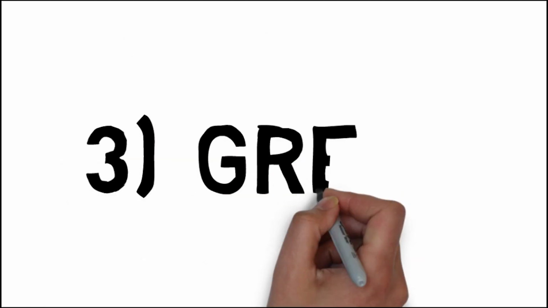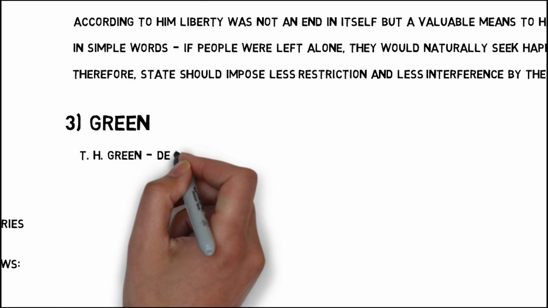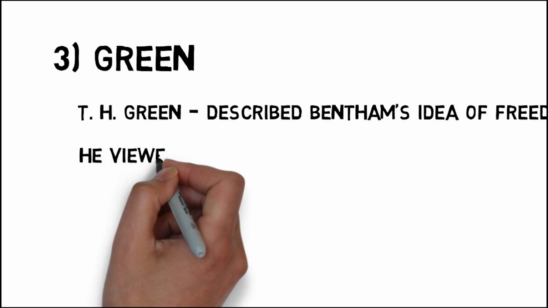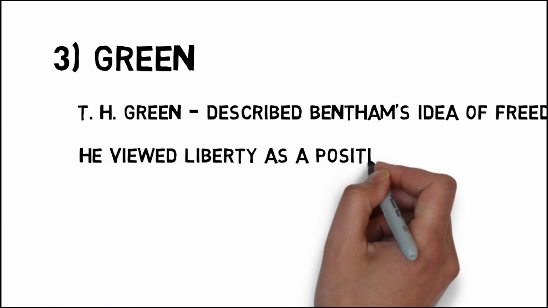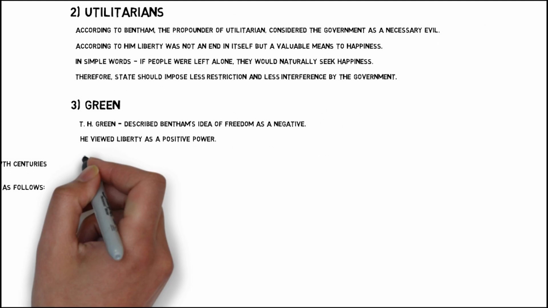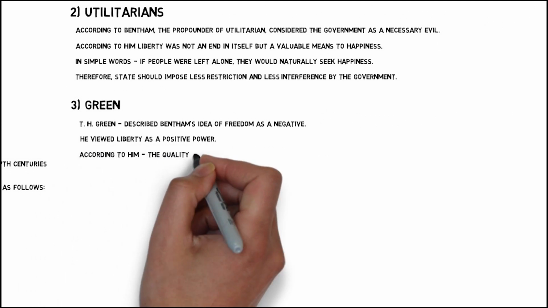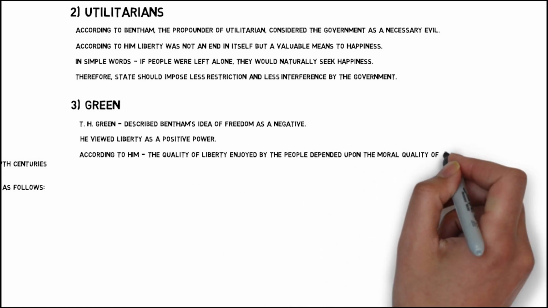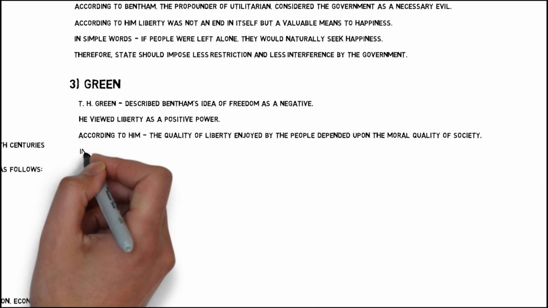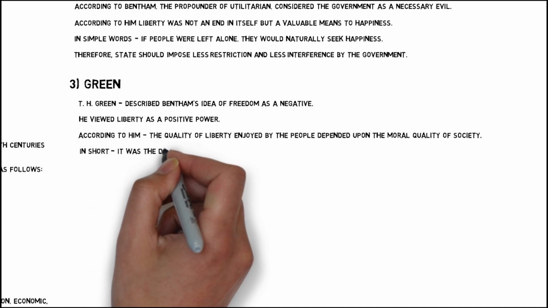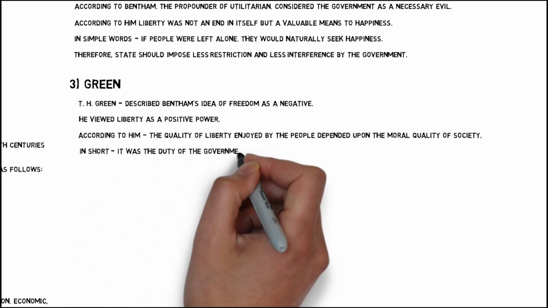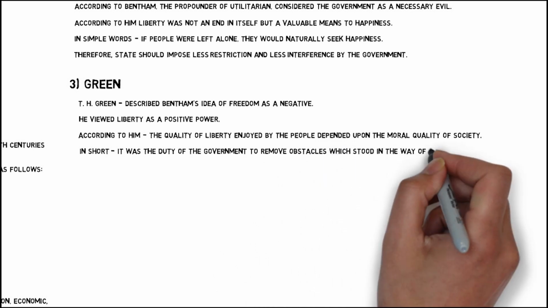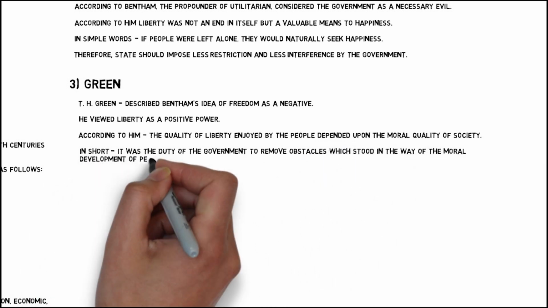Moving on to third, Green. T.H. Green described Bentham's idea of freedom as negative. He viewed liberty as a positive power. In fact, according to him, the quality of liberty enjoyed by the people depended upon the moral quality of society. In short, it was the duty of the government to remove obstacles which stood in the way of moral development of people. So this was a contribution from Green to the development of the concept of liberty.